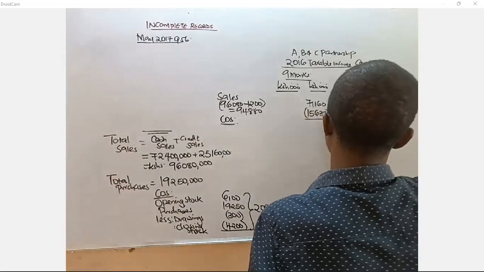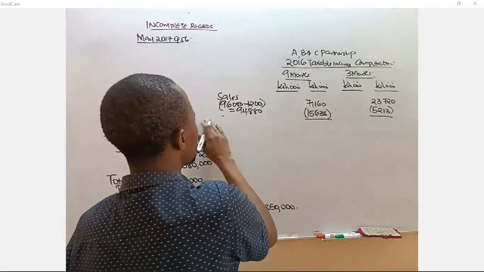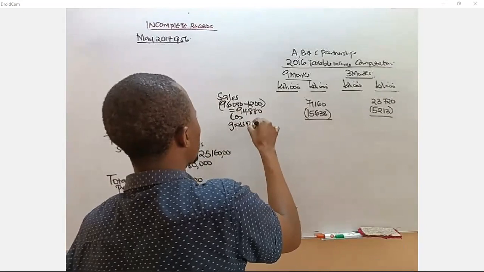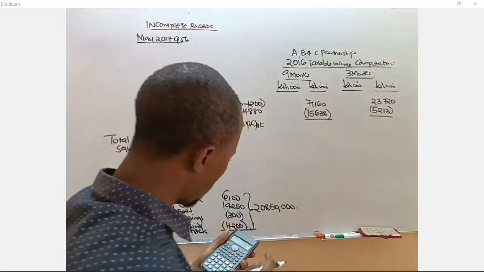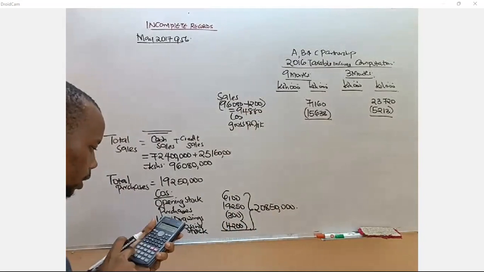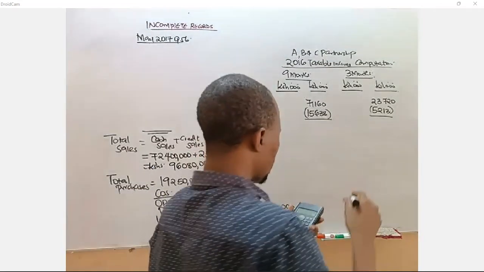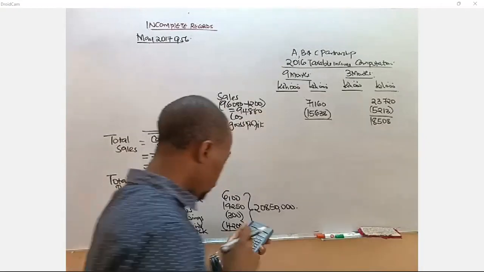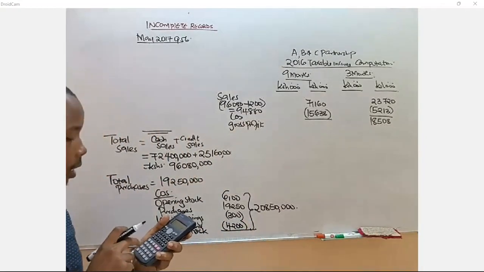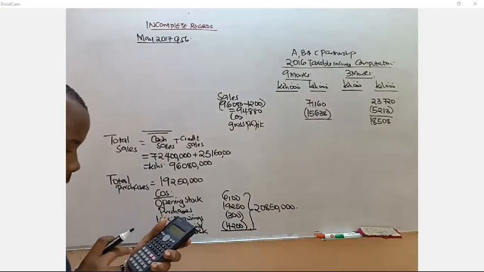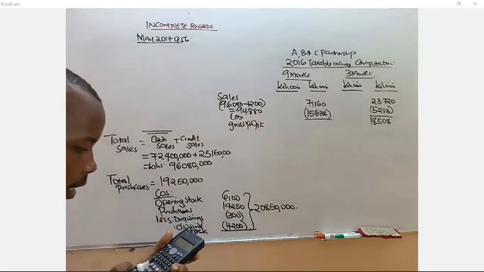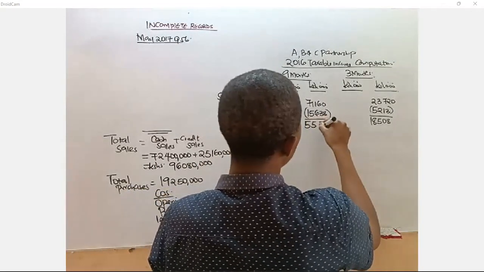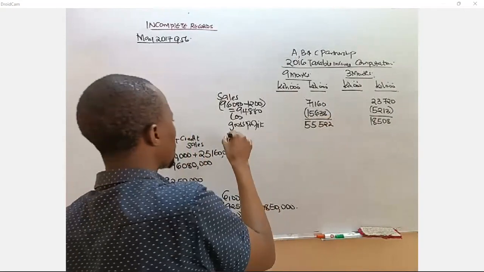Concurrently getting your gross profits. So my gross profit for the last one should be 23,720 minus the answer, you're getting 18,508. Then we have 71,160 minus 15,638, getting 55,522. Now, let me less allowable expenses.